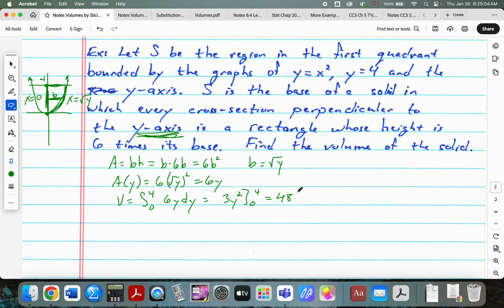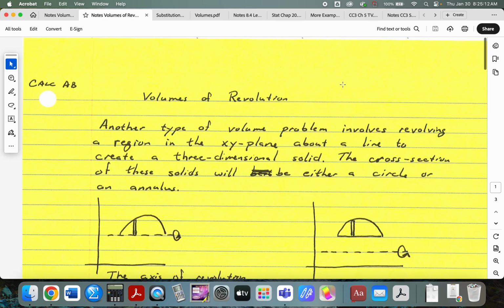Okay? All right, so the next sheet you have is tonight's homework, but the sheet after that is about volumes of revolution, and I want to get at least partway through this today, and we still have another, I don't know, 10 minutes or so.